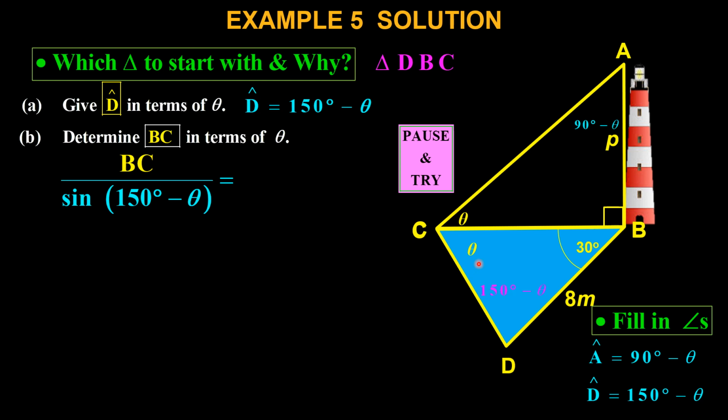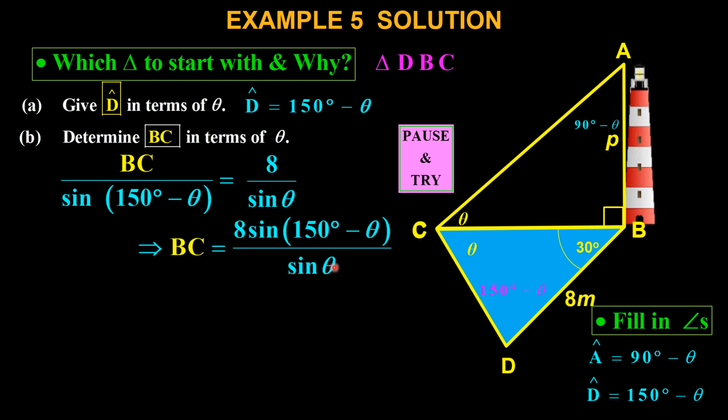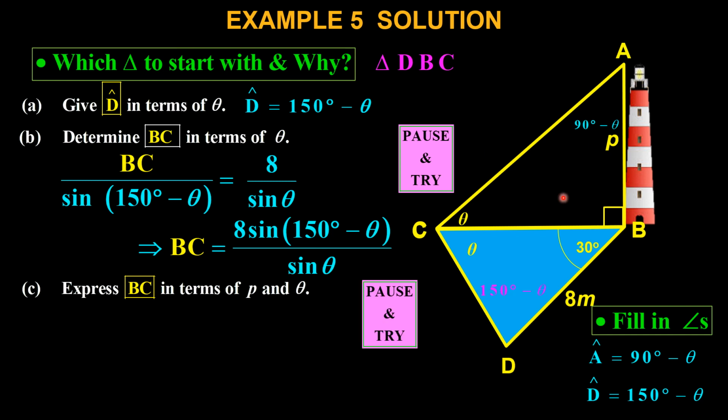And in BCD, I've got BC, that's what I want. BC goes with angle D, which is sine of 150 minus theta. And we're going to use the 8, so that goes 8, and 8 goes with theta, so that's sine of theta. Because we want BC, we transpose the sine of 150 minus theta, and there we've answered our question. BC is 8 sine of 150 degrees minus theta over sine theta. Now the next question is, we also want to work out BC, but now we want it using the P and the theta. That means I must use this triangle, right? Again, I can use my sine rule.